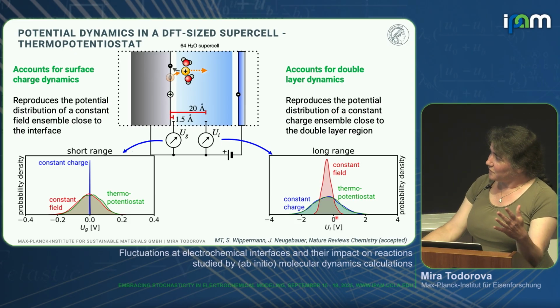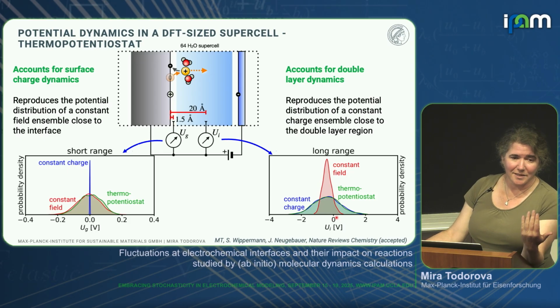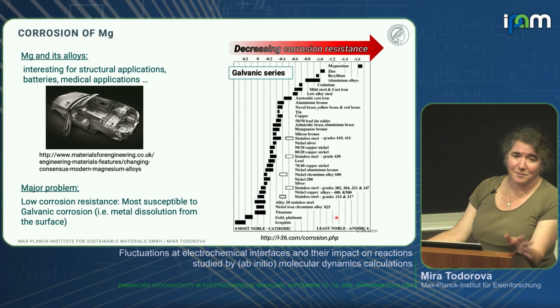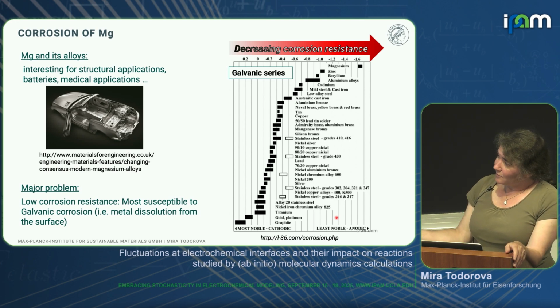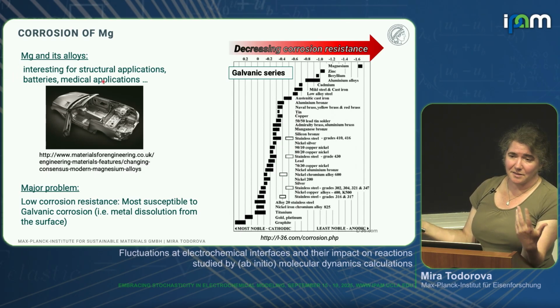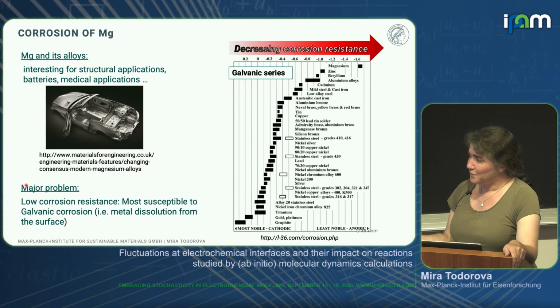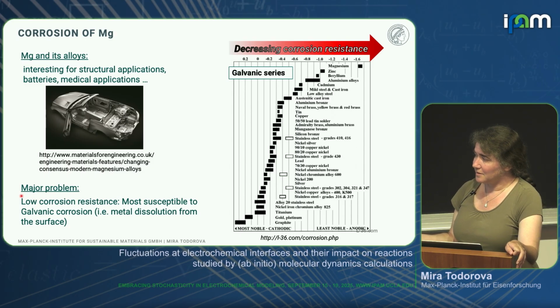Now we can use this in order to really look at an example where the potential matters. And this is corrosion of magnesium. Magnesium is quite interesting because it is an extremely light and non-toxic material. So it's interesting both for structural applications, but also if you think about medical applications, implants, and so on. I would say the major problem, in particular with respect to corrosion, is its low corrosion resistance. So if you look here at the galvanic series, magnesium is the most corrosive element you can think of.